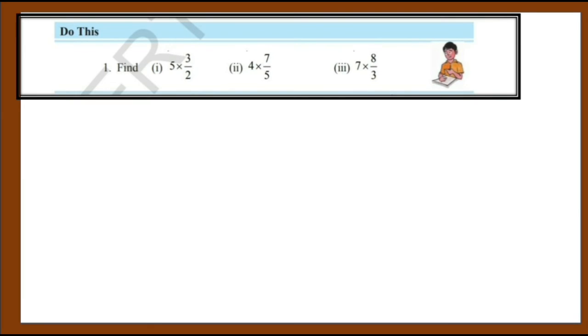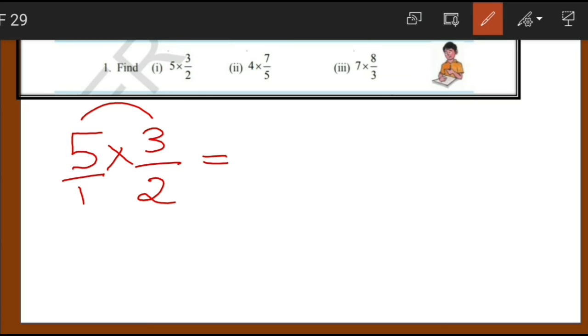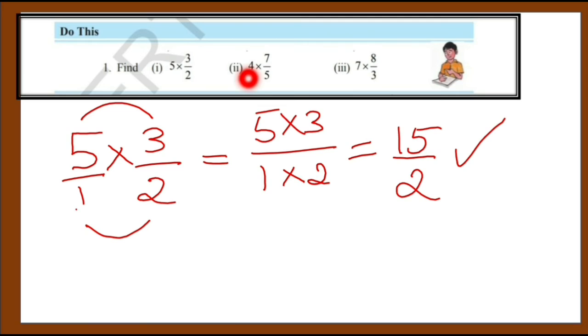Dear students, try to solve these problems. Here observe that 5 into 3 by 2. You can write it like this, 5 into 3 by 2, where 5 can be written as 5 by 1. So you can multiply numerator with numerator, that is 5 into 3 by 1 into 2, which is nothing but 15 by 2. Just observe the formula.